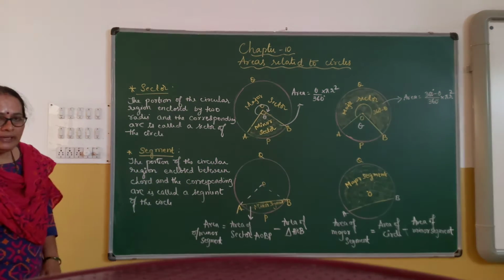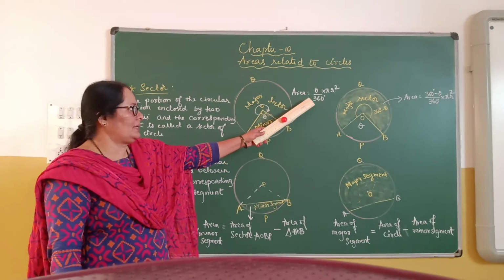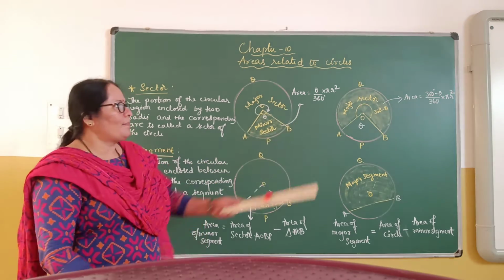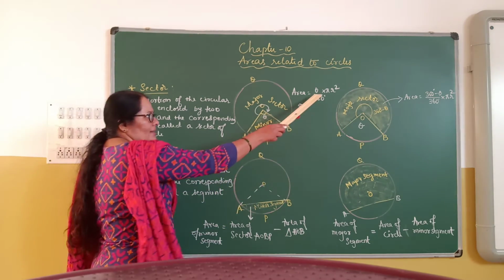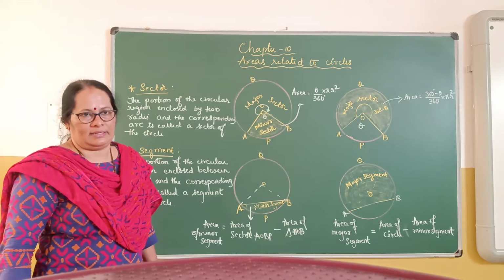Then to calculate the sector area, the formula is area equals theta by 360 into pi r square, where theta is the sector angle, that is the angle subtended at the center.